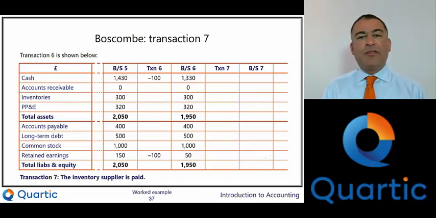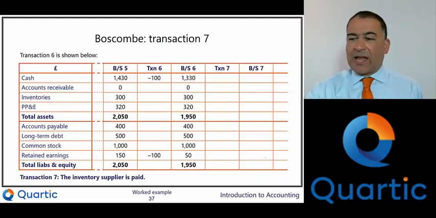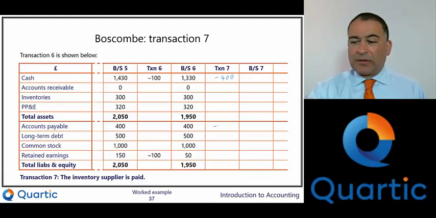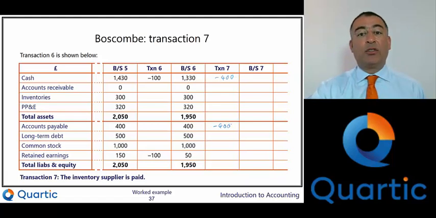Number 7, the inventory supplier is paid. Have a try for that one. The inventory supplier is paid. So we owe our supplier how much? Accounts payable is 400. So we're going to be paying the supplier £400. So cash minus 400. And what we're doing is we're getting rid of the liability. We owe the supplier 400. That's being paid, and so it goes down 400 down to 0.